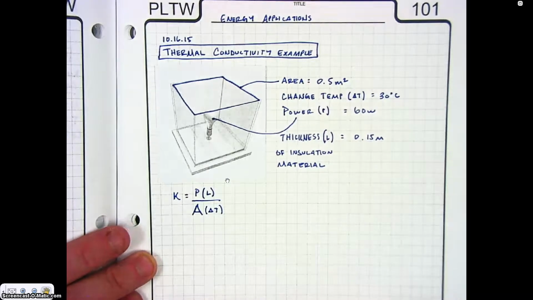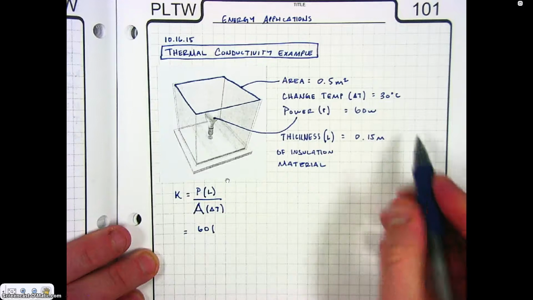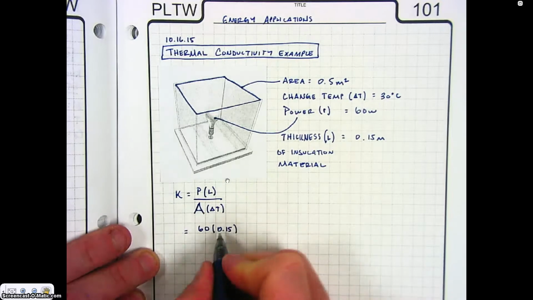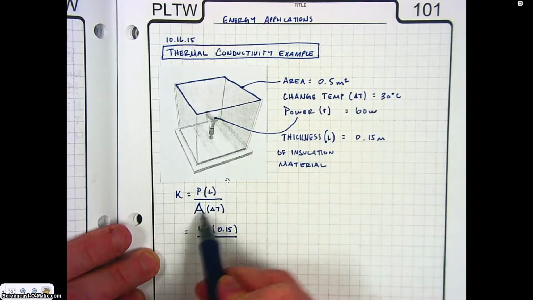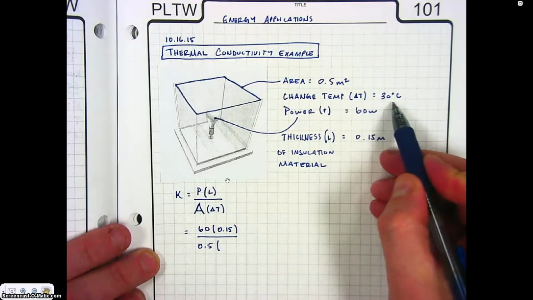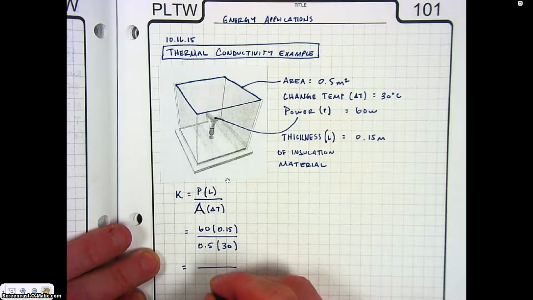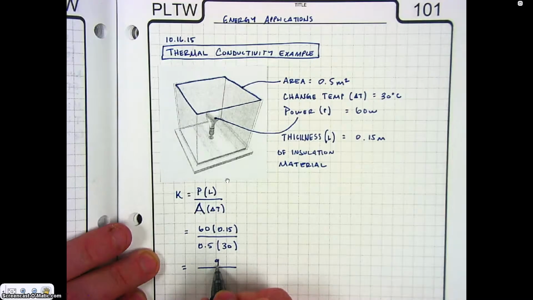Okay, so we plug in our variables. The power is 60. The thickness of the material is 0.15, over the area, 0.5, times the change in temperature, which is 30. Solving the top part, we get 60 times 0.15 is 9. Solving the bottom part, we get 0.5 times 30 is 15.